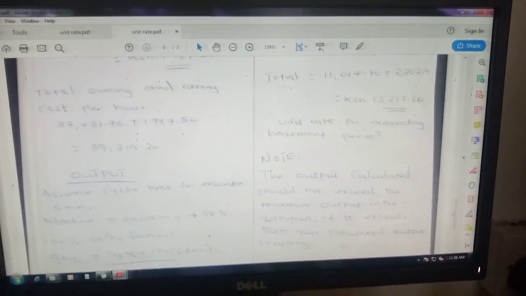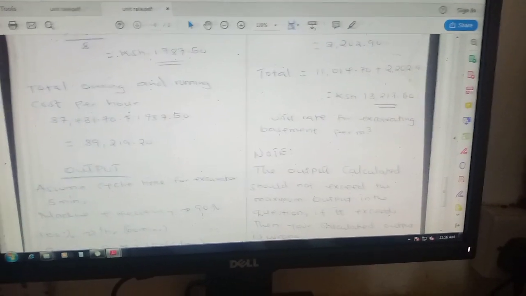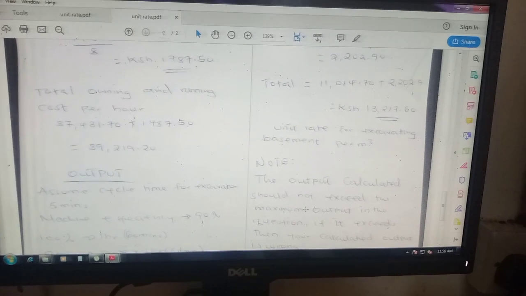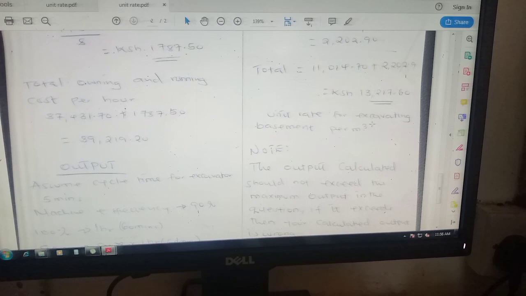So I think we've learned how to calculate the output of a machine. So even if the question specifies that we need to calculate the output of a machine, you can now calculate the output of that machine.